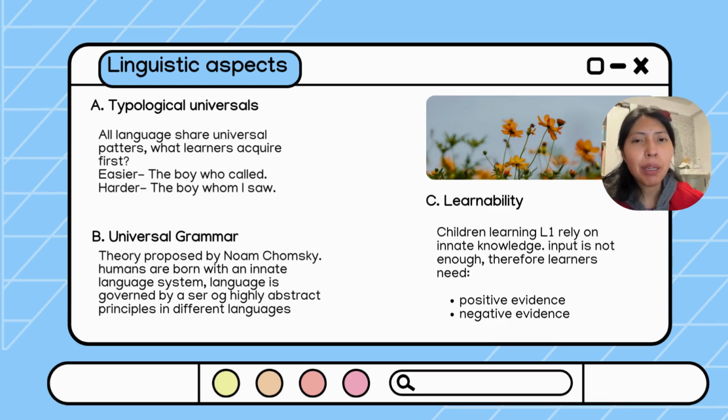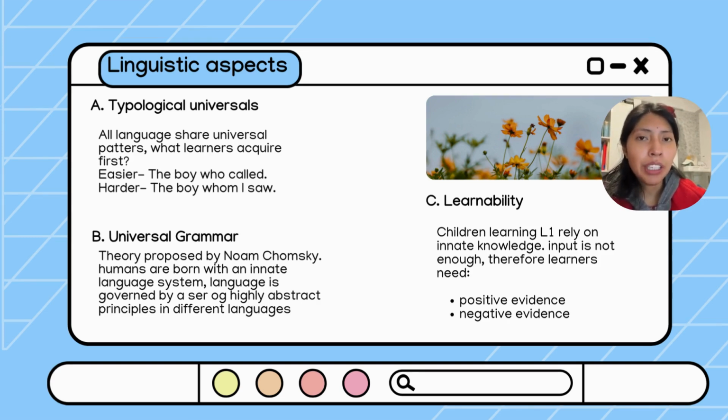Now we can talk about linguistic aspects, and most of them are actually related to the universal grammar, which is a theory proposed by Noam Chomsky, who said that everyone has an innate language system and it can be seen in different languages. So for the first one, typological universals, it answers the question of what learners acquire first. There are different structures that are easier to acquire and harder to acquire.